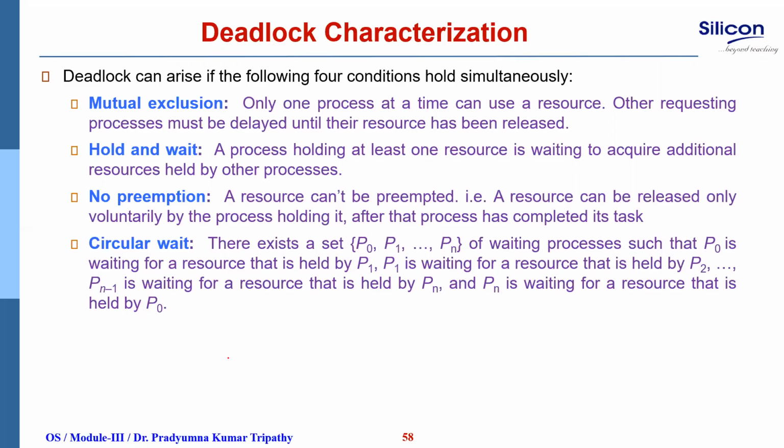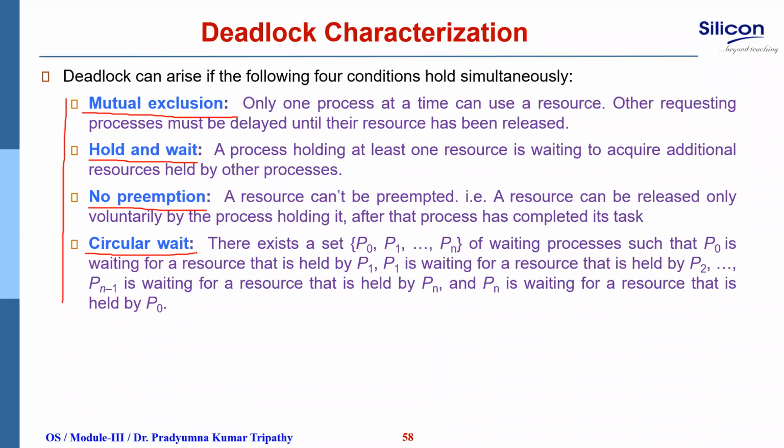So these are called the necessary conditions for deadlock. These four are called necessary conditions for deadlock. A question comes: what are the necessary conditions for deadlock? The necessary conditions for deadlock are mutual exclusion, hold and wait, no preemption, circular wait. All these four have to occur. Is it understood? These are the necessary conditions for deadlock.